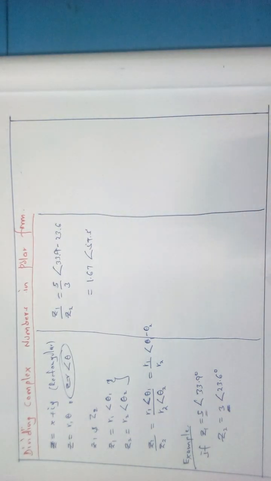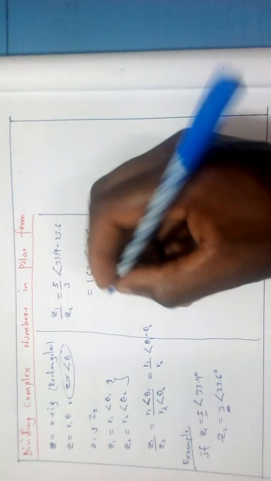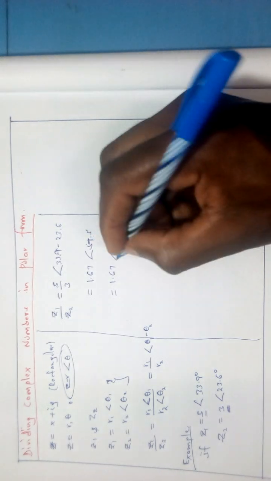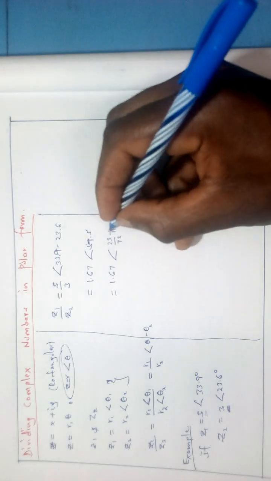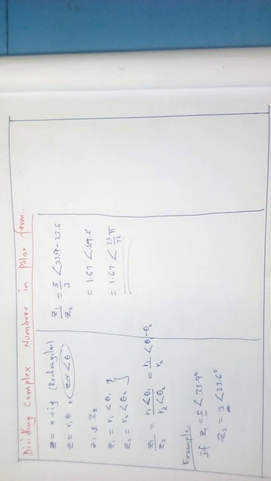So we can as well decide to give this one in terms of radians, whereby we are going to have it represented as 1.67, and then the angle, this is going to be 23 over 72 pi. So we can check this one to ascertain the specific value, so that we are able to confirm that we are sure of the answer that I'm getting.